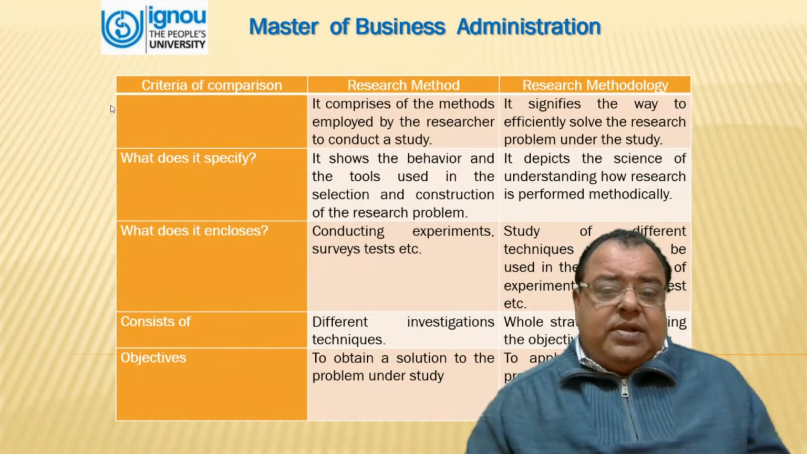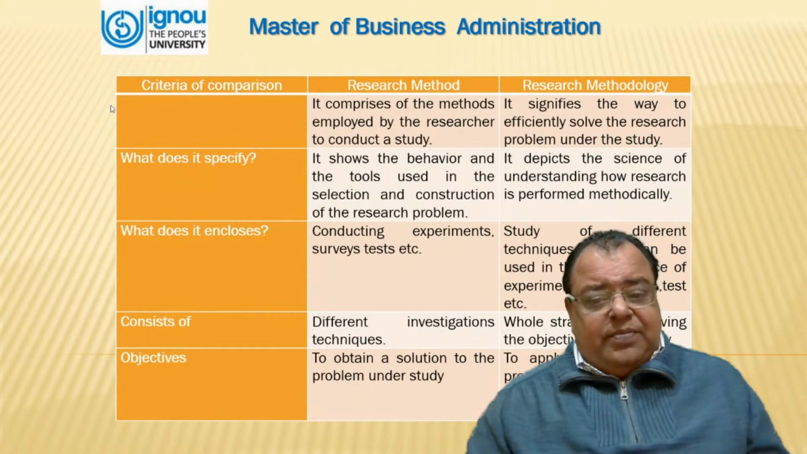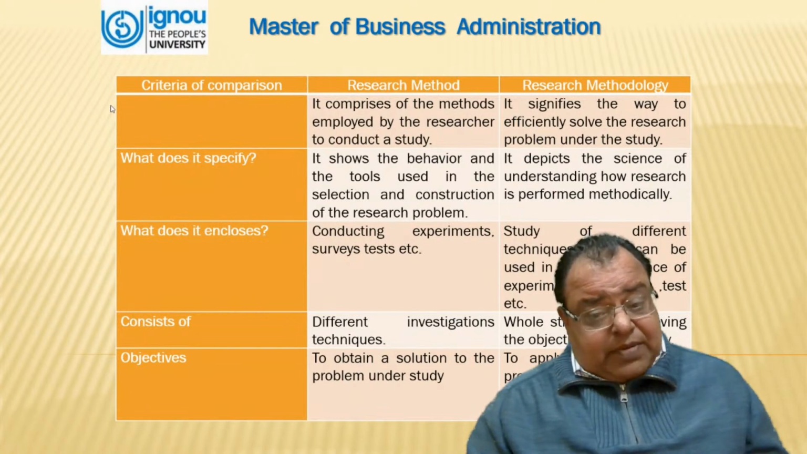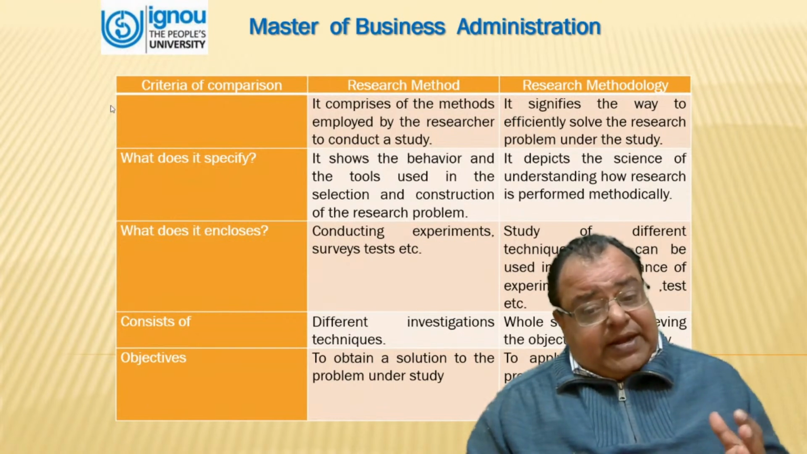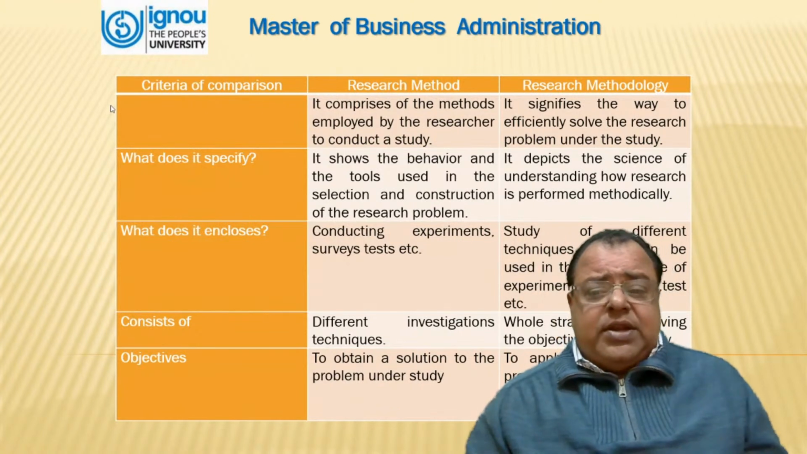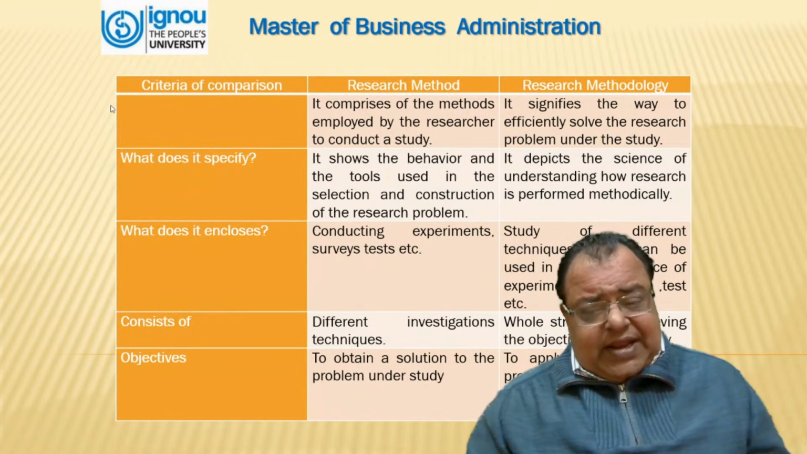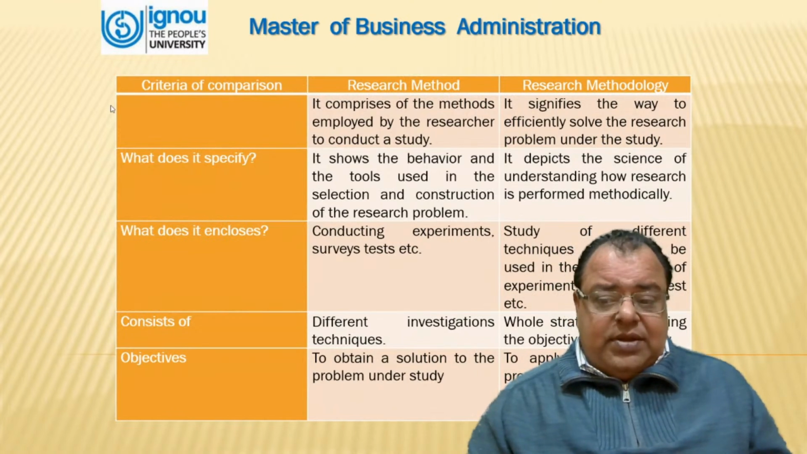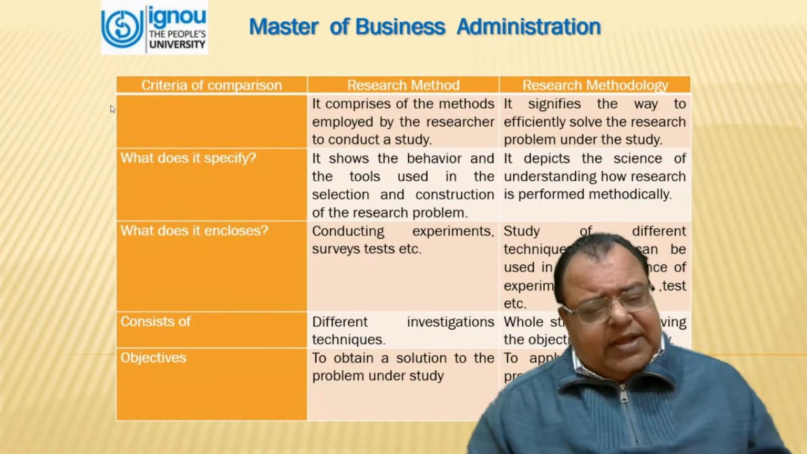What does it enclose? Research methods include conducting experiments, surveys, tests, etc. Whereas research methodology is a study of different techniques which can be used in the performance of experiments, surveys, tests, etc.